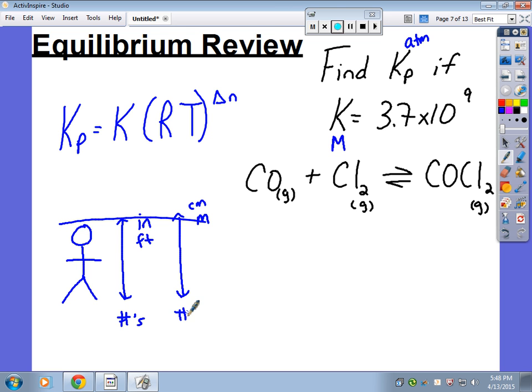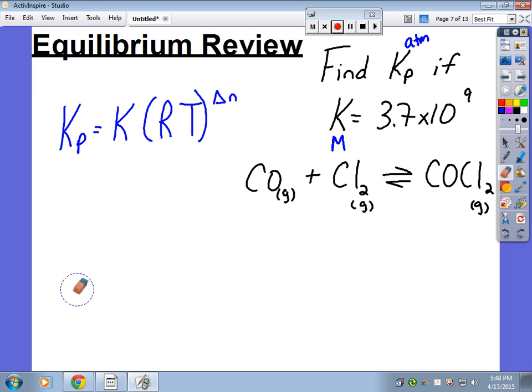Why are the numbers different? Because this is in terms of inches or feet, and this is in terms of centimeters or meters. So the measuring system you're using is different. And so that's all this is. This is a conversion factor to go back and forth between Kp, which is in terms of gases as in atmospheres, and this, which is in terms of molarity. So now you have your way to go back and forth between two different terms, and it's a conversion factor. And this is how you do it.